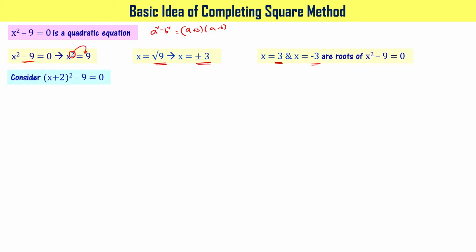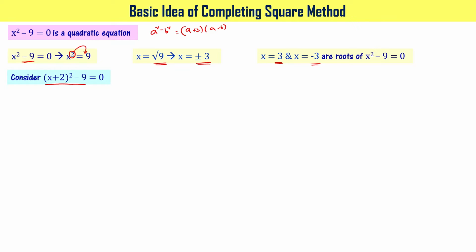Now let us consider another equation. This is x plus 2 whole square minus 9 equal to 0. We can transform this equation into a quadratic equation, right? We have learned about how to do that. So when you transform this equation into a quadratic equation, you can apply split the middle term method and find roots of it. However, I want to try out something different here.